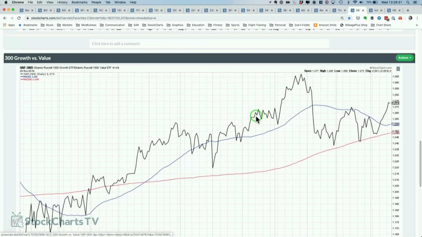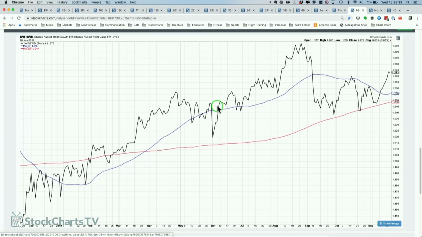The third of the 3 and 3 is growth versus value. There are a number of ways that we look at this. And if you've not seen the Mindful Investor chart list, there's 2 charts. This is one of them. This is the growth versus value ETFs, IWF versus IWD.